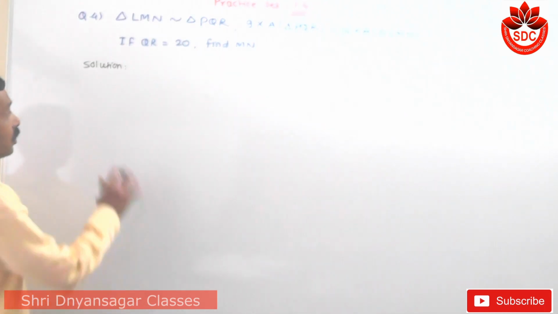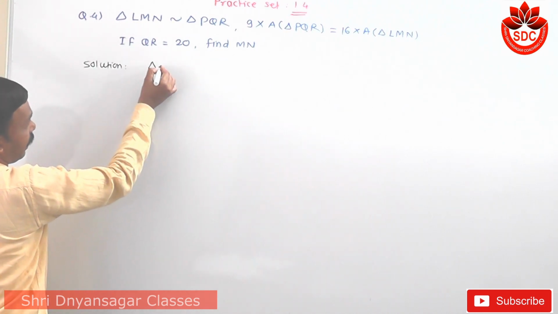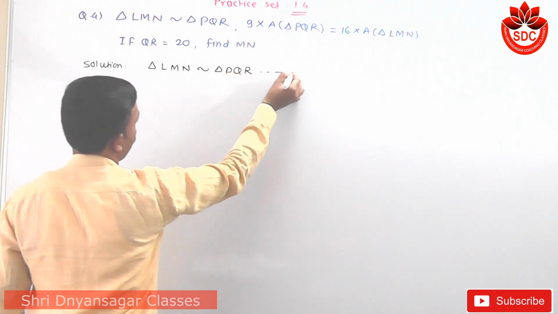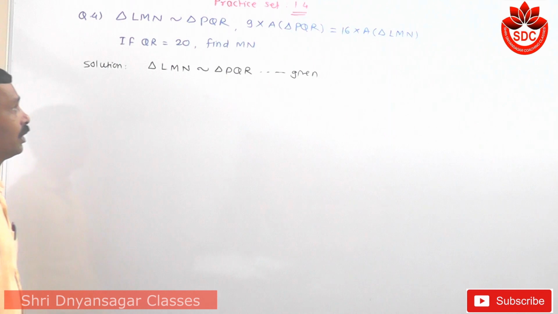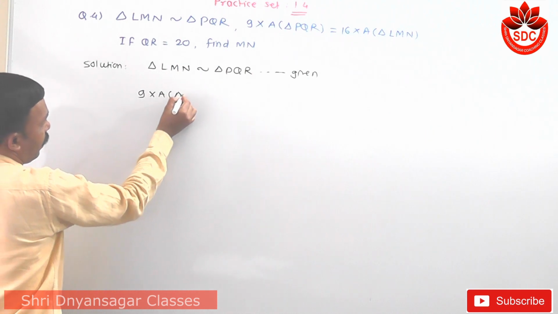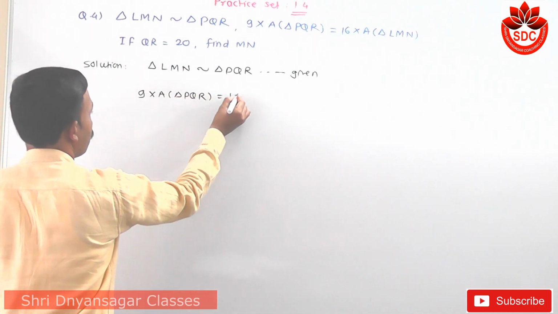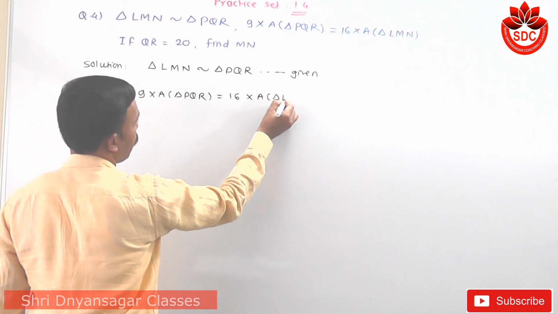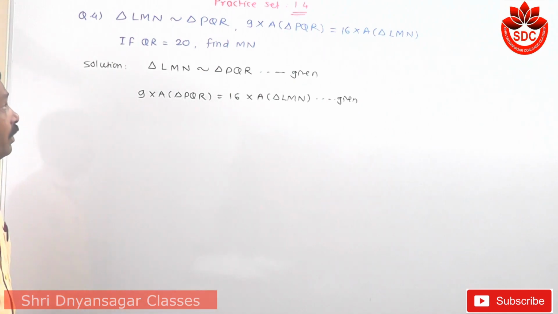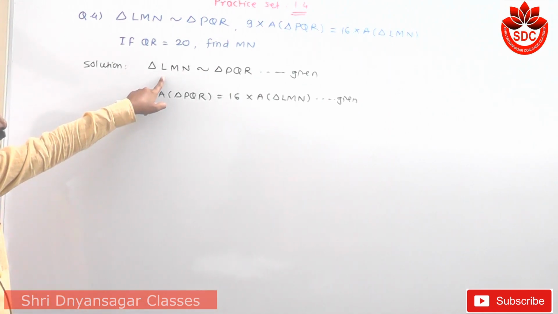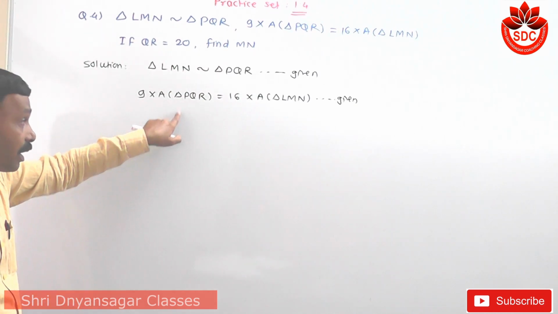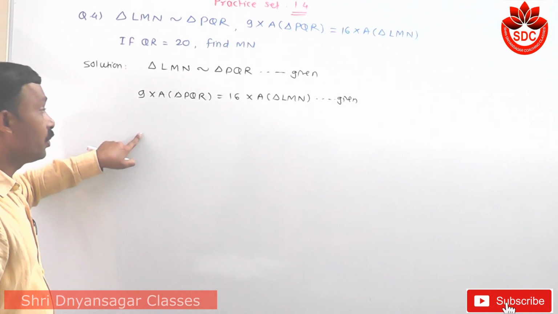Now for this, the solution: these two triangles are similar, meaning triangle LMN is similar to triangle PQR. This is our given. The second given is also 9 into area of triangle PQR is equal to 16 into area of triangle LMN. Student, here triangle LMN is the first and PQR is the second. So I have taken the ratio in such a way that PQR goes to one side and 16 goes to the first side.